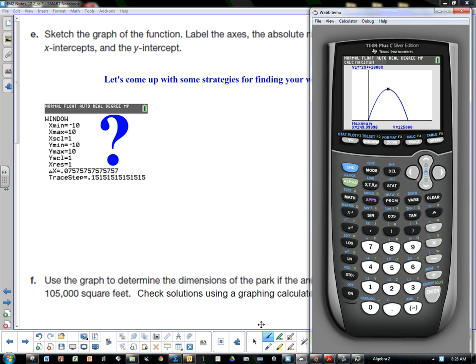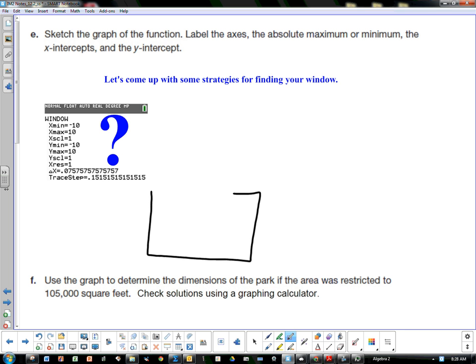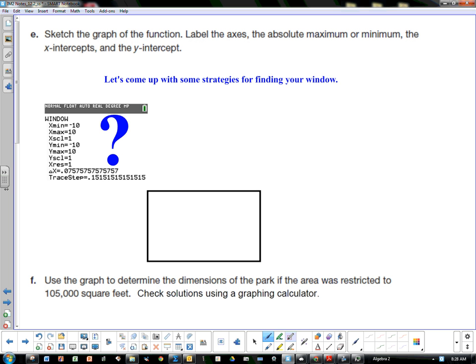Now, we've already set our window, but what if you had no idea how to set your window? Let's think about this for a moment. You're going to have dogs running around this park, right? This one is already taken. We don't have to worry about that side. But how much fencing do we have? We have 1,000. Here's your W, here's your W, here's your L.